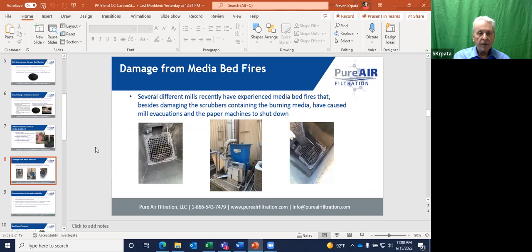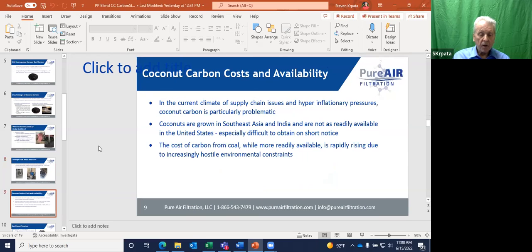So here we are showing some more pictures of media bed fires and some of the damages, what they look like.